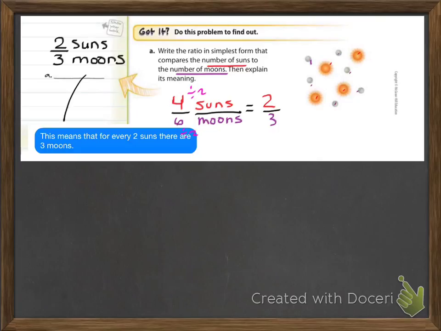Now I've put the explanation here for space sake, and it says this means that for every 2 suns there are 3 moons. It has to be word for word, so make sure it is the exact same. So no shortcuts on this, okay?